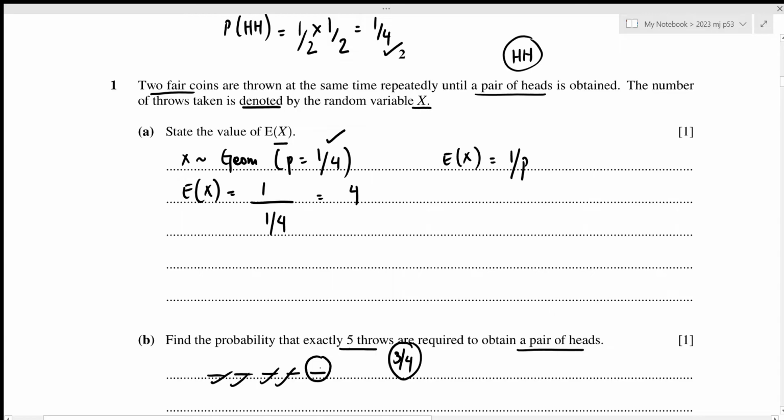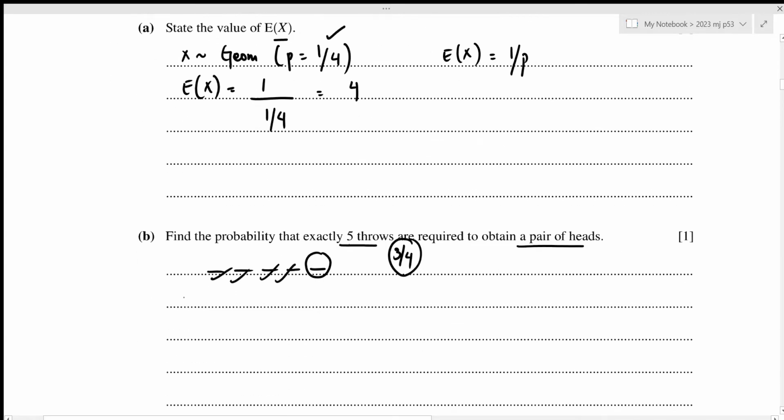We just multiply those 5 probabilities together. So 3 by 4 is 4 times. So we can just raise this to the power of 4 and multiply it by the probability of obtaining a pair of heads on exactly the 5th throw, which is 1 by 4. And this gives the required probability to be 0.079. That's all for the second part. Let's move towards the next one.